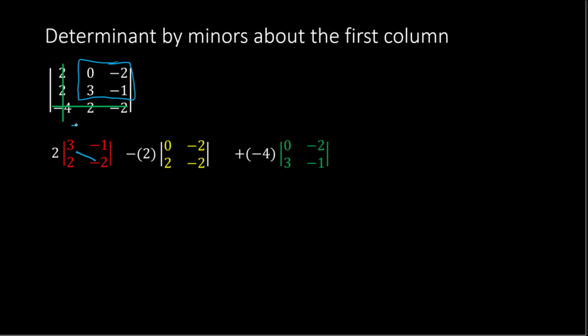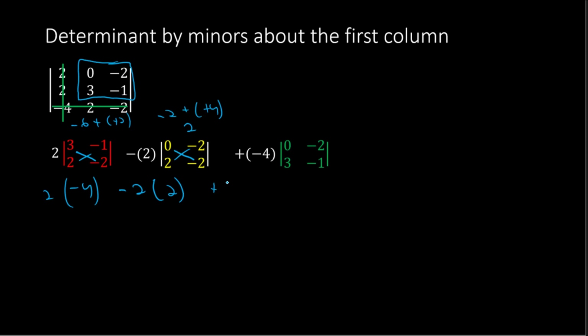So for the first one, we get 3 times -2 minus 2 times -1. So -6 minus -2 makes a plus. That would give you a -4. So we have 2 times -4. And then the second matrix, 0 times -2 minus 2 times -2. So -2 minus -4 would give you a +2. So we now have a -2 times that +2.